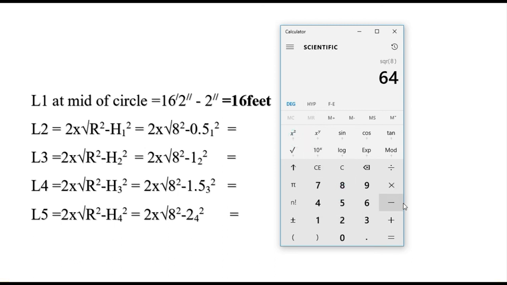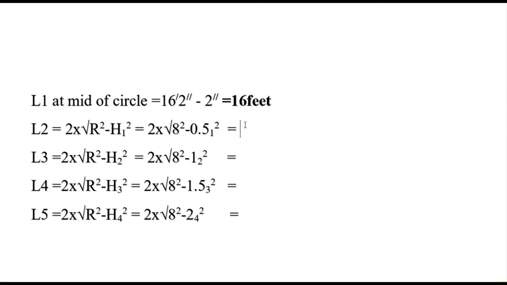8 square minus 0.5 square, then take the under root of it, then multiply it with 2. So, 15.46, you can see 15.46. 15.46 feet is the cutting length of the second bar above the center of the circle. At the center we have the L1 main bar, and the L2 main bar length is 15.46 feet. Now you can calculate the other lengths also by this formula.